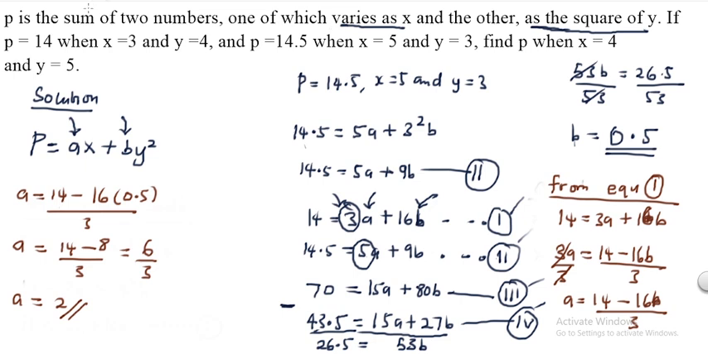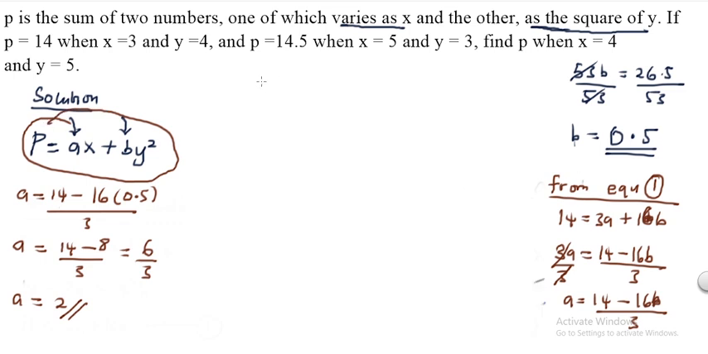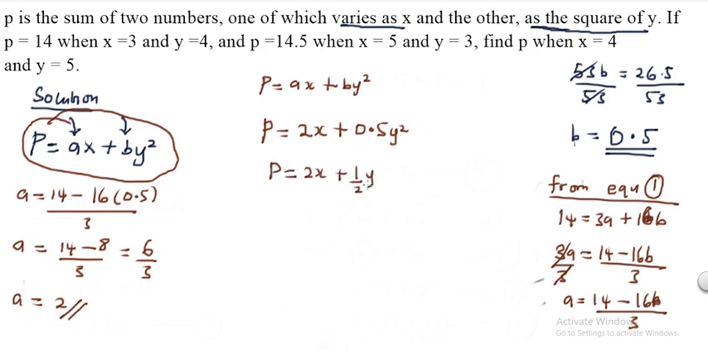The next thing is to plug both of them into this equation. Let me clean up space before I do that. The equation I'm looking at here is p equals ax plus by squared. If I plug my a value and my b value into this equation, p is equal to 2x plus 0.5y squared. 0.5 is also 1 over 2, so I can write it as p equals 2x plus 1 over 2 y squared. This is the equation I will use to solve whatever problem comes under this.